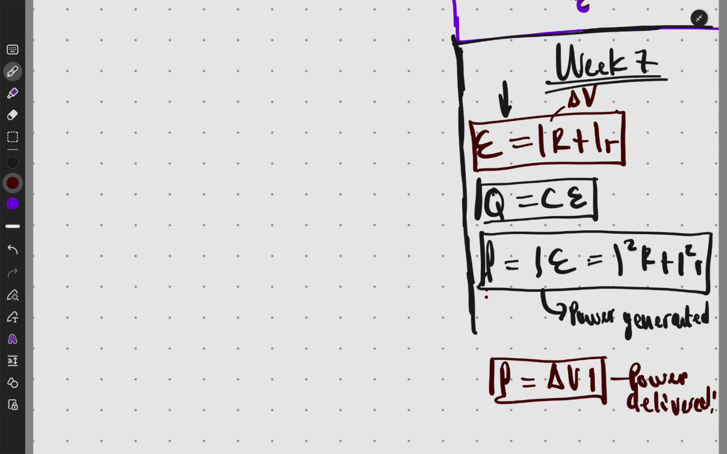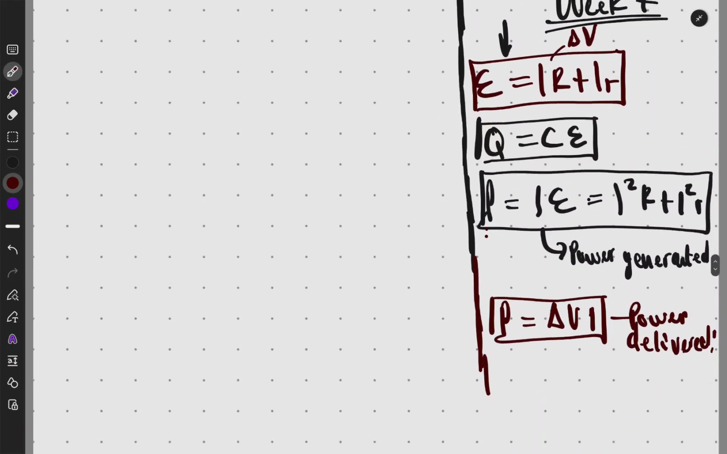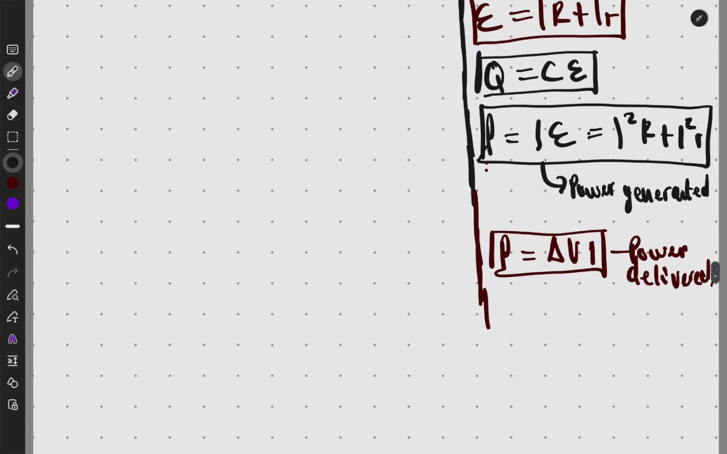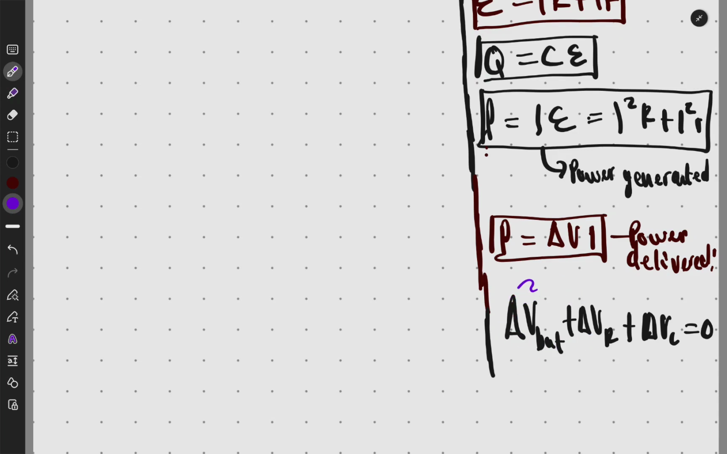Good. Then if I have this for power, so I have E, I have Q, I have the two for power, then I'm going to have the one which says delta V battery, if we are dealing with one circuit, which is a resistor, a capacitor, and a source. We apply the loop rule: delta V battery plus the delta V of the resistor plus the delta V of the capacitor should give me 0. We can apply that to a circuit with only one loop.